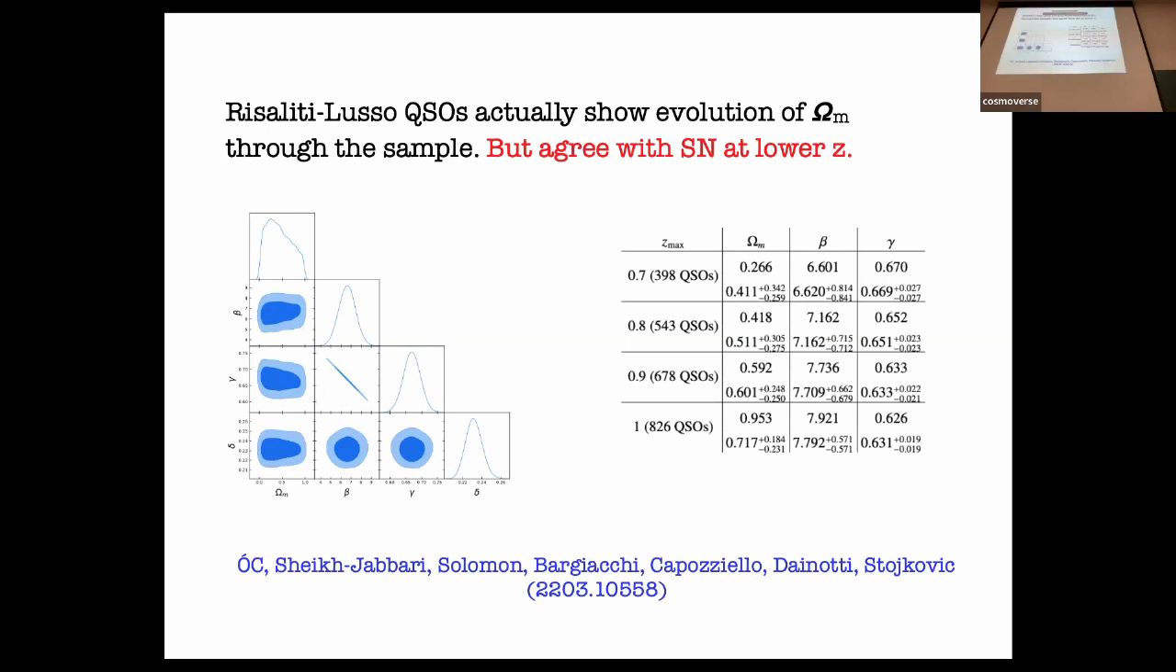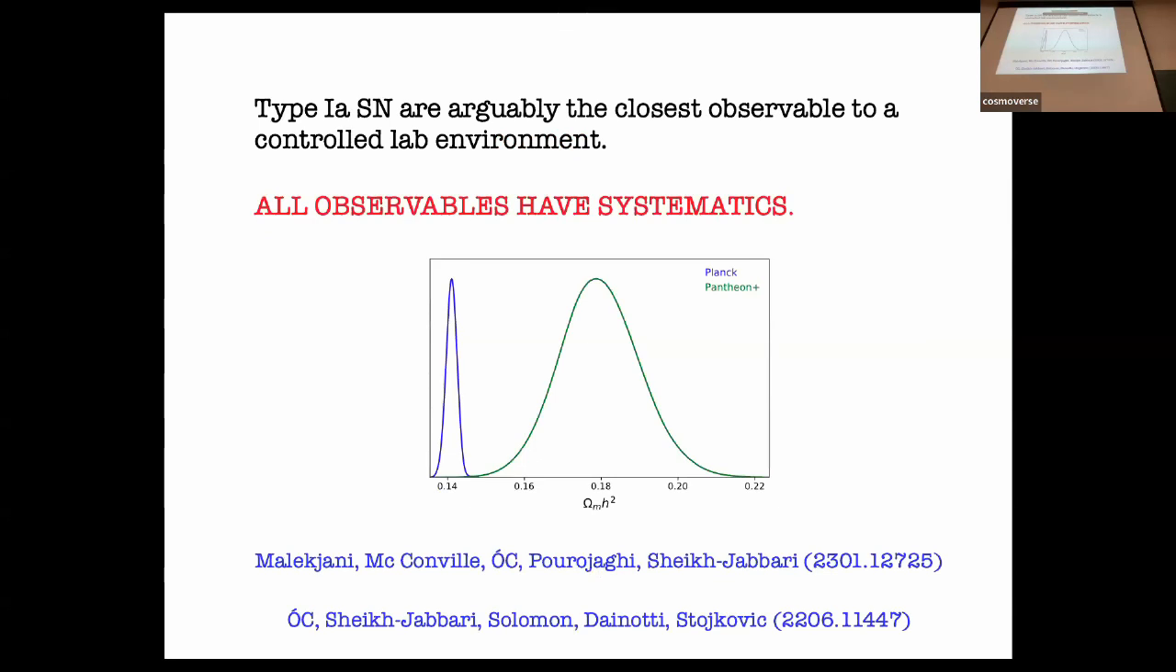Quasars may just not be standardizable. We heard yesterday that type 1a supernovae are not standard candles. They're standardizable. You have to work hard to standardize them, right? And the same is true of quasars. Basically, any observable in cosmology has systematics, so you need to be careful. You should only trust observations in multiple observables.